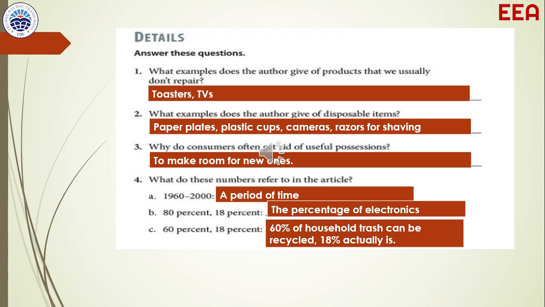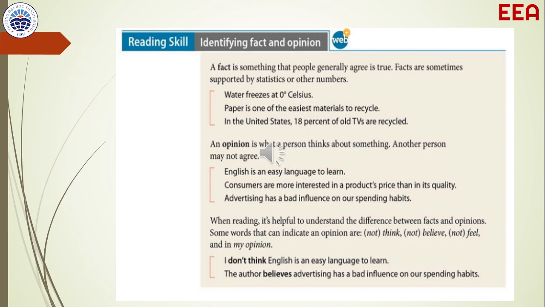Okay, I hope that you found the details and the suggested answer. Now, after we finish the reading exercise, we move to the reading skill, identifying facts and opinion. You have to differentiate facts and opinion. Fact is something that people generally agree is true. Facts are sometimes supported by statistics or other numbers.